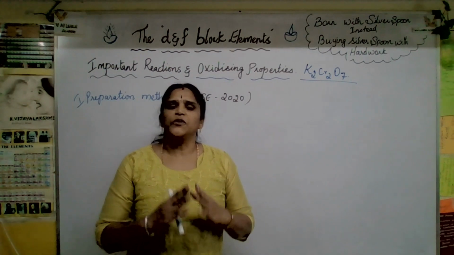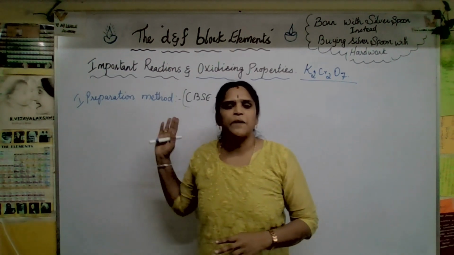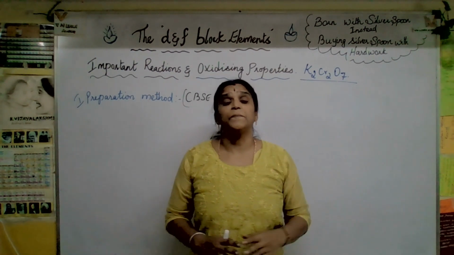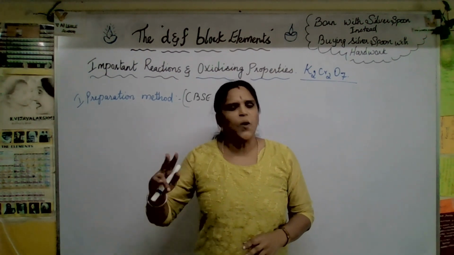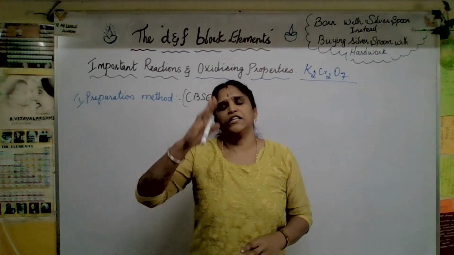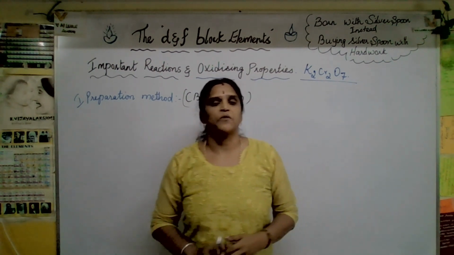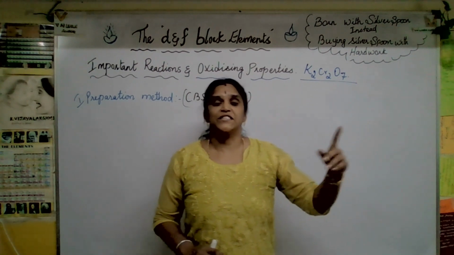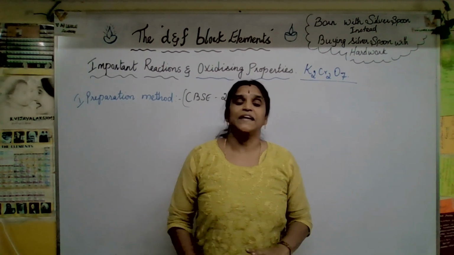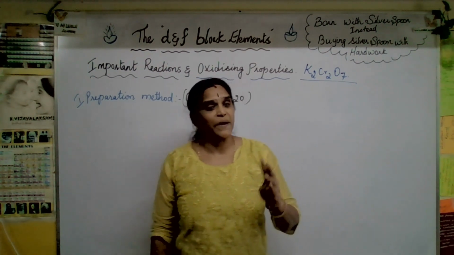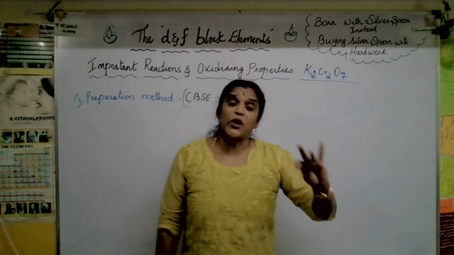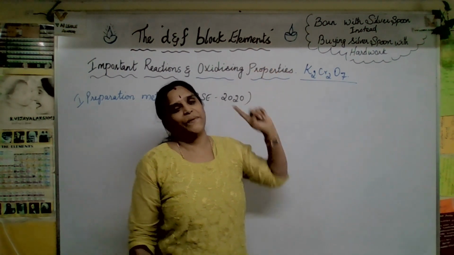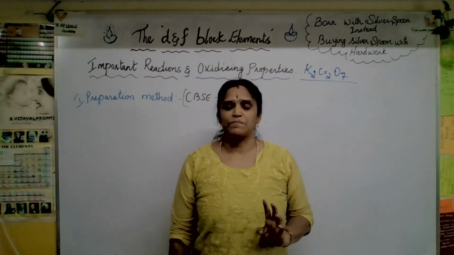From the board. Today's topic is preparation and properties of potassium dichromate and potassium permanganate. These two are very important. Definitely you will get some questions from this topic. Preparation method they may ask, important reactions they will ask, and oxidizing properties. Definitely you will get some questions from them.